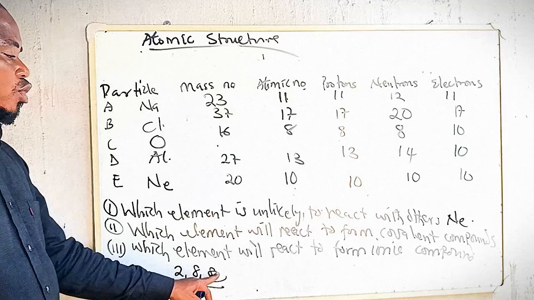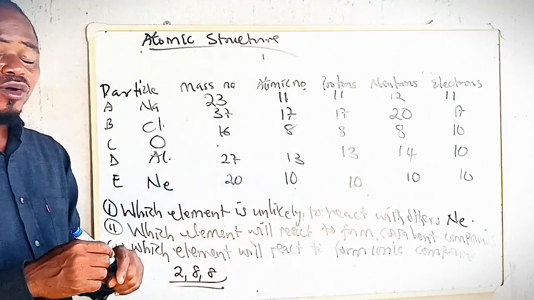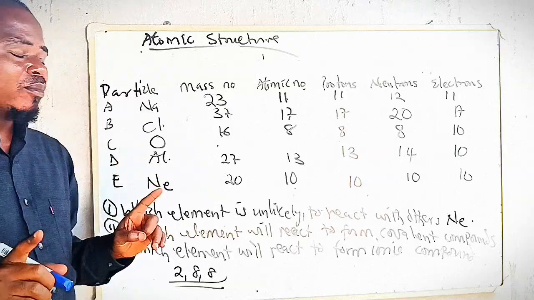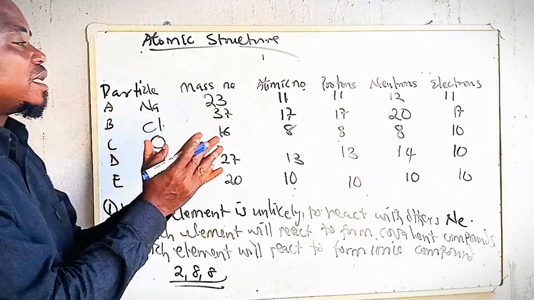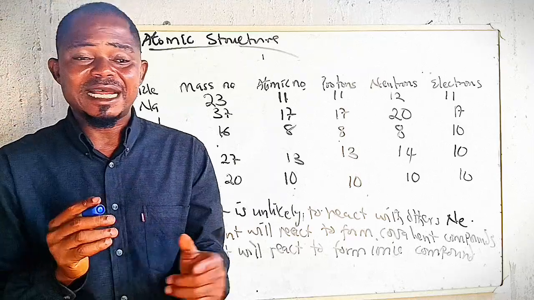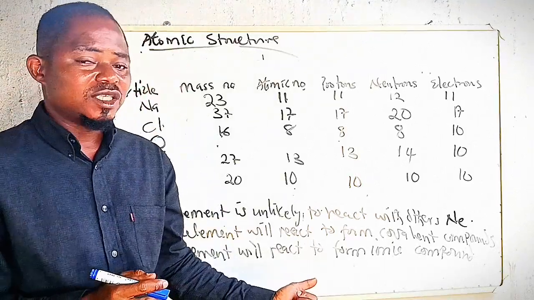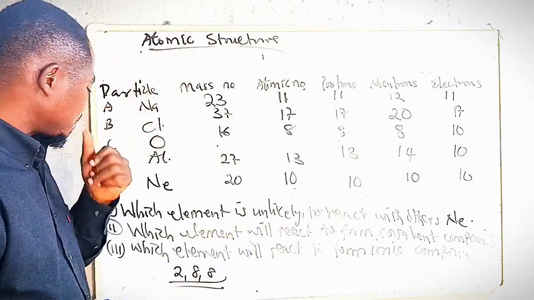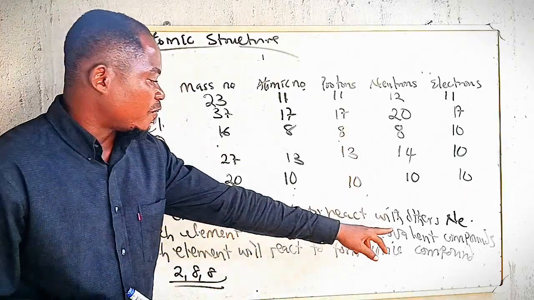So this octet structure confers stability on it and it is most unlikely to react, and actually it barely reacts because it is very stable. And every other reaction you see, be it an electrovalent bond, a covalent bond, any kind of bonding you see, is an attempt to attain this stability, this octet structure or duplex structure, as the case may be.